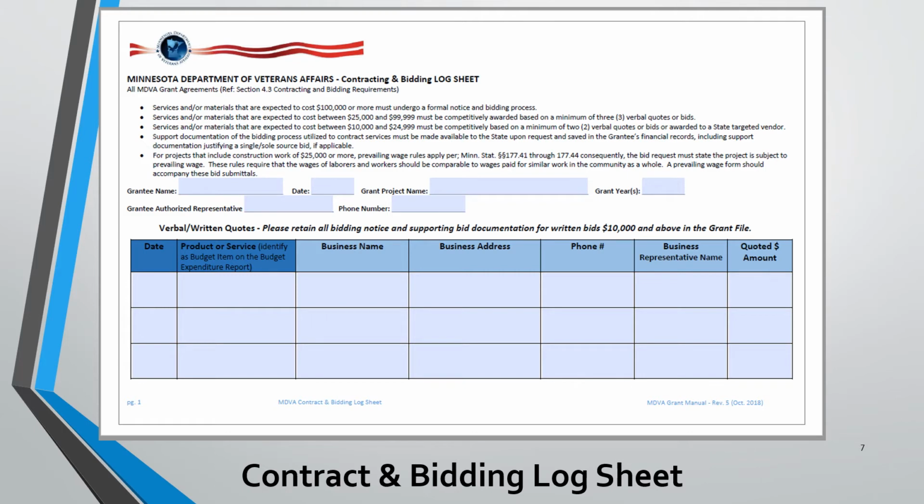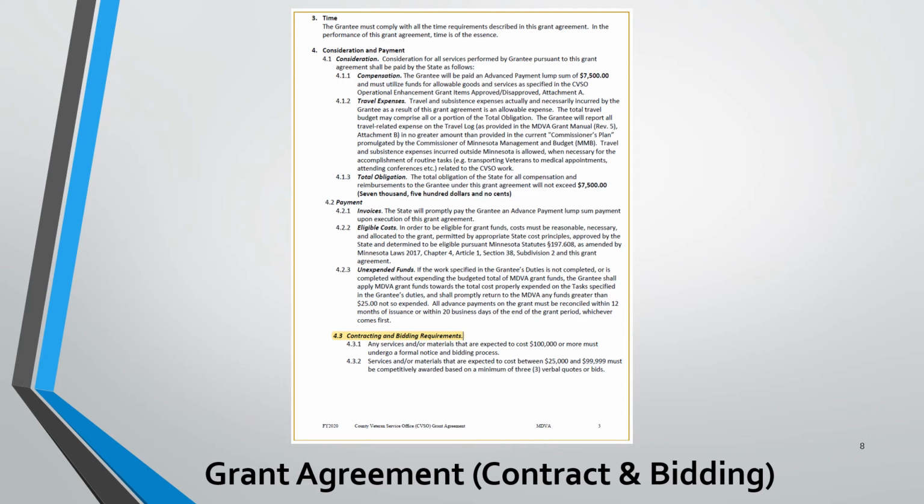The contract and bidding log sheet is where a grantee documents that they have requested bids for items that exceed certain dollar thresholds that have been included in their grant budget with MDVA. So bidding is required for budget items when they exceed certain dollar amounts. And the way grantees know what those thresholds are is by referring to their grant agreement.